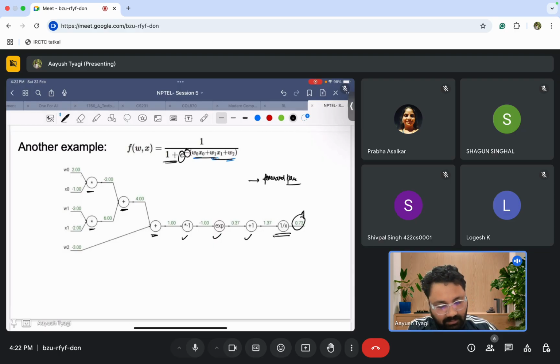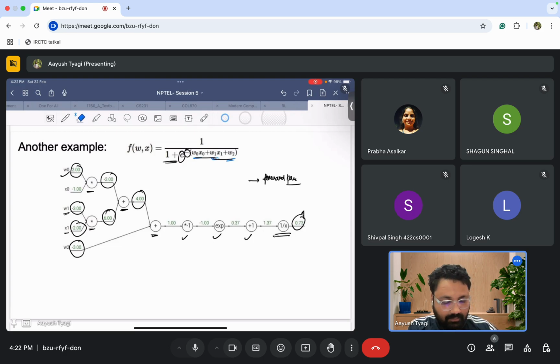These are the initial values: w0 is initialized to 2, x0 is minus 1, w1 is minus 3, x1 is minus 2, and w2 is minus 3. Whenever you multiply, you get minus 2 and 6, and your addition is 4. Then the forward pass follows from there.